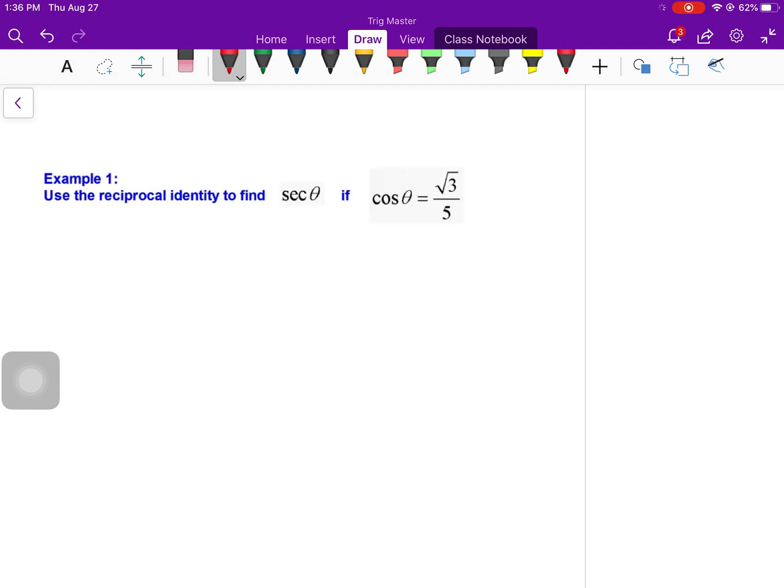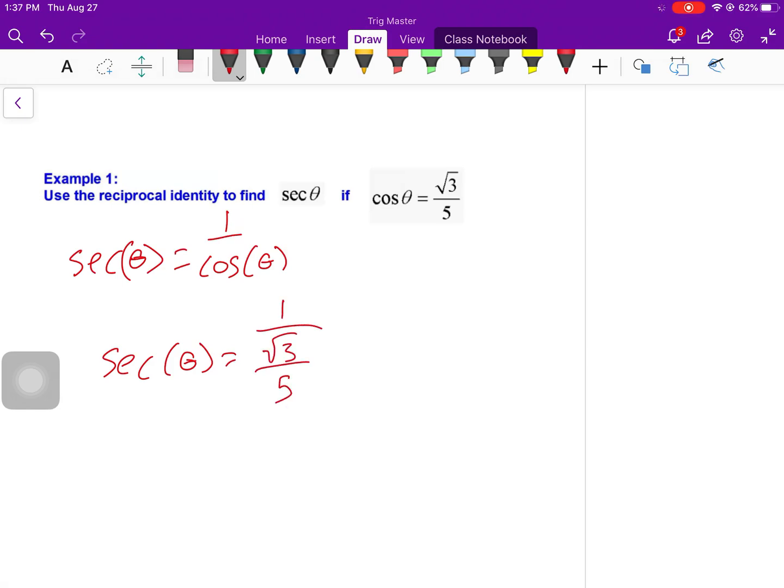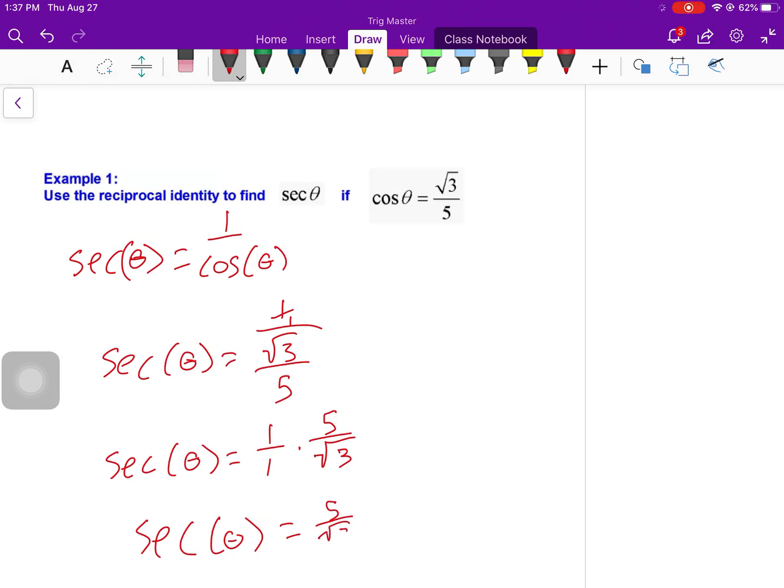So use the reciprocal identity to find secant of theta if cosine of theta is square root of 3 over 5. Well, I know that secant of theta is 1 over cosine of theta. So that means secant of theta equals 1 over square root of 3 over 5. But like I said earlier, when you take a fraction divided by a fraction, because 1 is a fraction of 1 over 1, all you're doing is keeping that numerator fraction and multiplying by the reciprocal of the denominator fraction. Since these ones are 1 over 1 times, it makes it pretty easy.